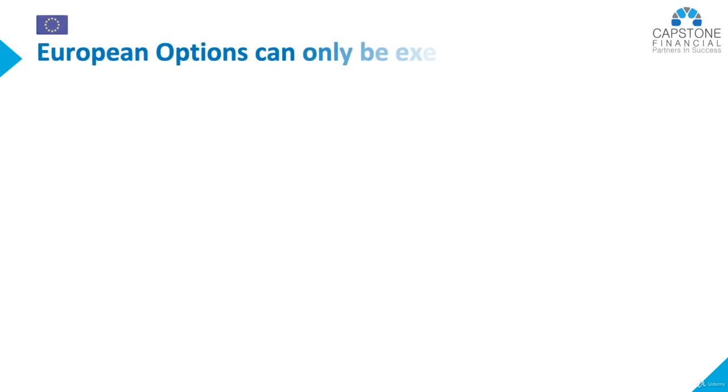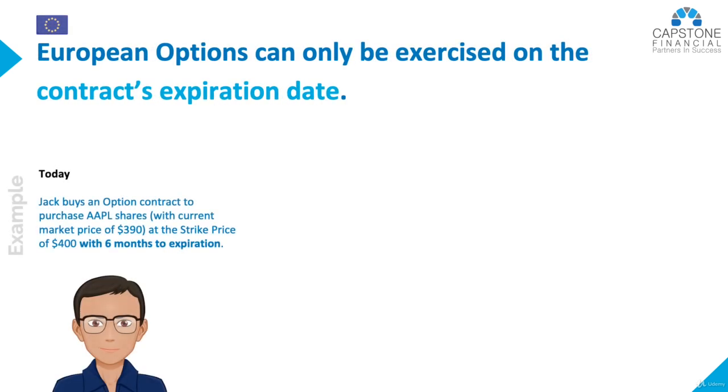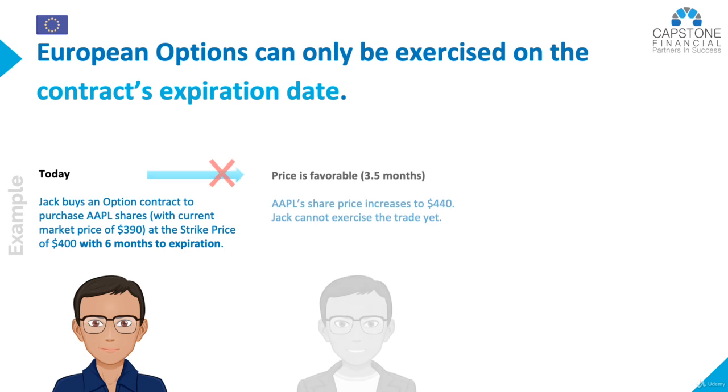With that being said, with European options, on the contract expiration date, you are able to, and only able to, exercise your rights. So let's look at an example. Jack buys an option contract to purchase Apple shares with the current market price of $390 at a strike price of $400 with 6 months to expiration. The price of his call contract is very favorable. He's got a gain at 3.5 months in.